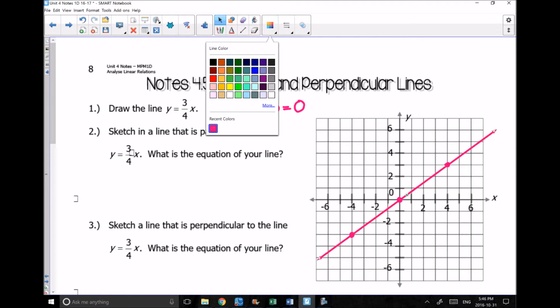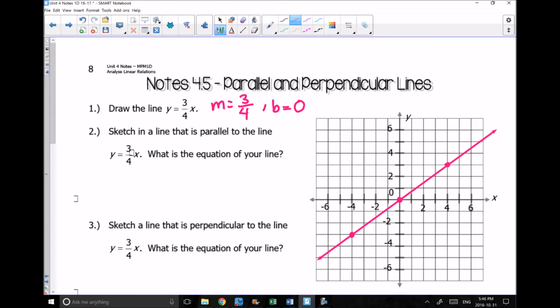Okay, all right, so now that I've drawn out my graph, I need to write out my equation. So I'm going to say y equals 3/4 x right here. And then question number 2 says to sketch in a line that is parallel to the line y equals 3/4 x. So just like we did today in class, all I have to do is take my values right here and move it up or down by the same amount.